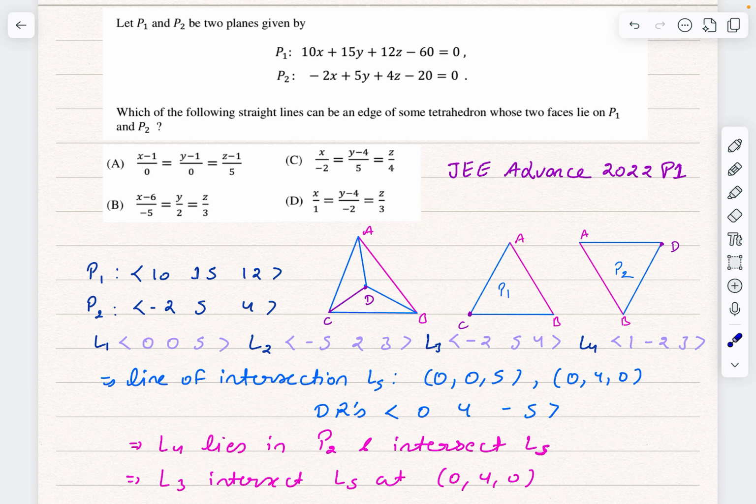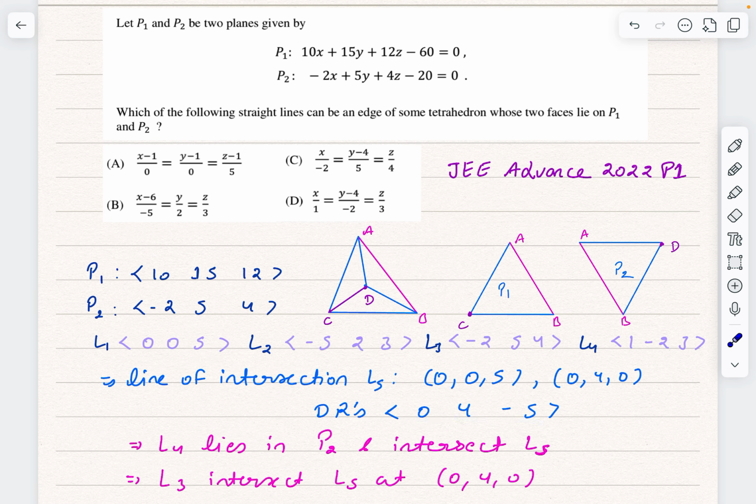What is the best way to find the line of intersection? You see, the line of intersection is nothing but a line found by any two common points of planes P1 and P2. So to find it, just find two points which satisfy both P1 and P2. You can see (0, 0, 5) will satisfy both of them, and (0, 4, 0) will satisfy both of them. If I put x as 0, z as 0, and y as 4, it will satisfy both. So if you have 2 points, you can join them to make the line, and DRs you can find by simply x2 minus x1, y2 minus y1, z2 minus z1. We get DRs to be 0, 4, minus 5.